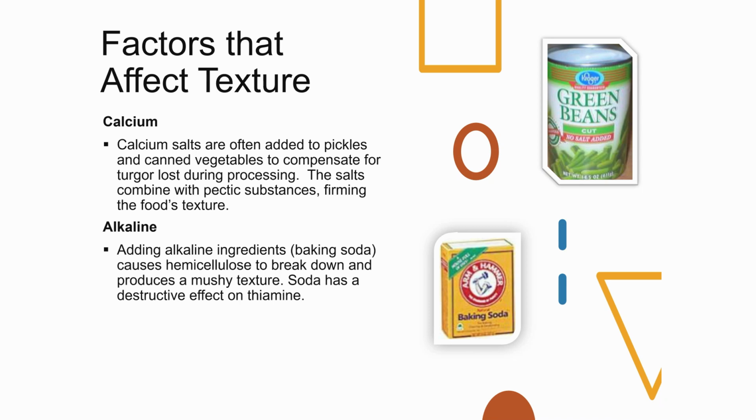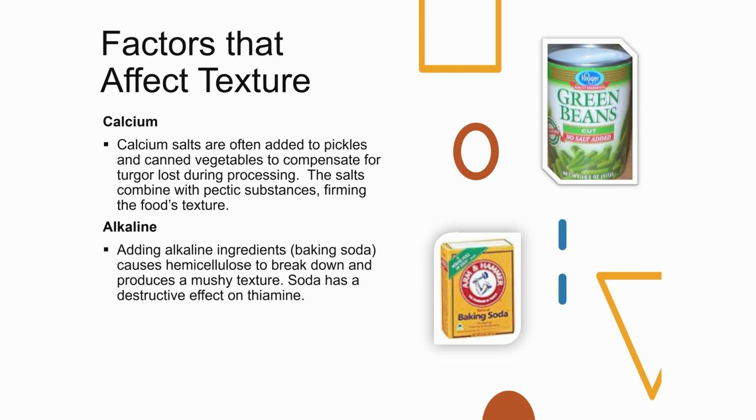Calcium salts are often added to pickles and canned vegetables to compensate for the turgor lost during processing. The salts combine with pectic substances, firming the food's texture. And adding alkaline ingredients such as baking soda causes hemicellulose to break down and produces a mushy texture. Soda has a destructive effect on thiamine.